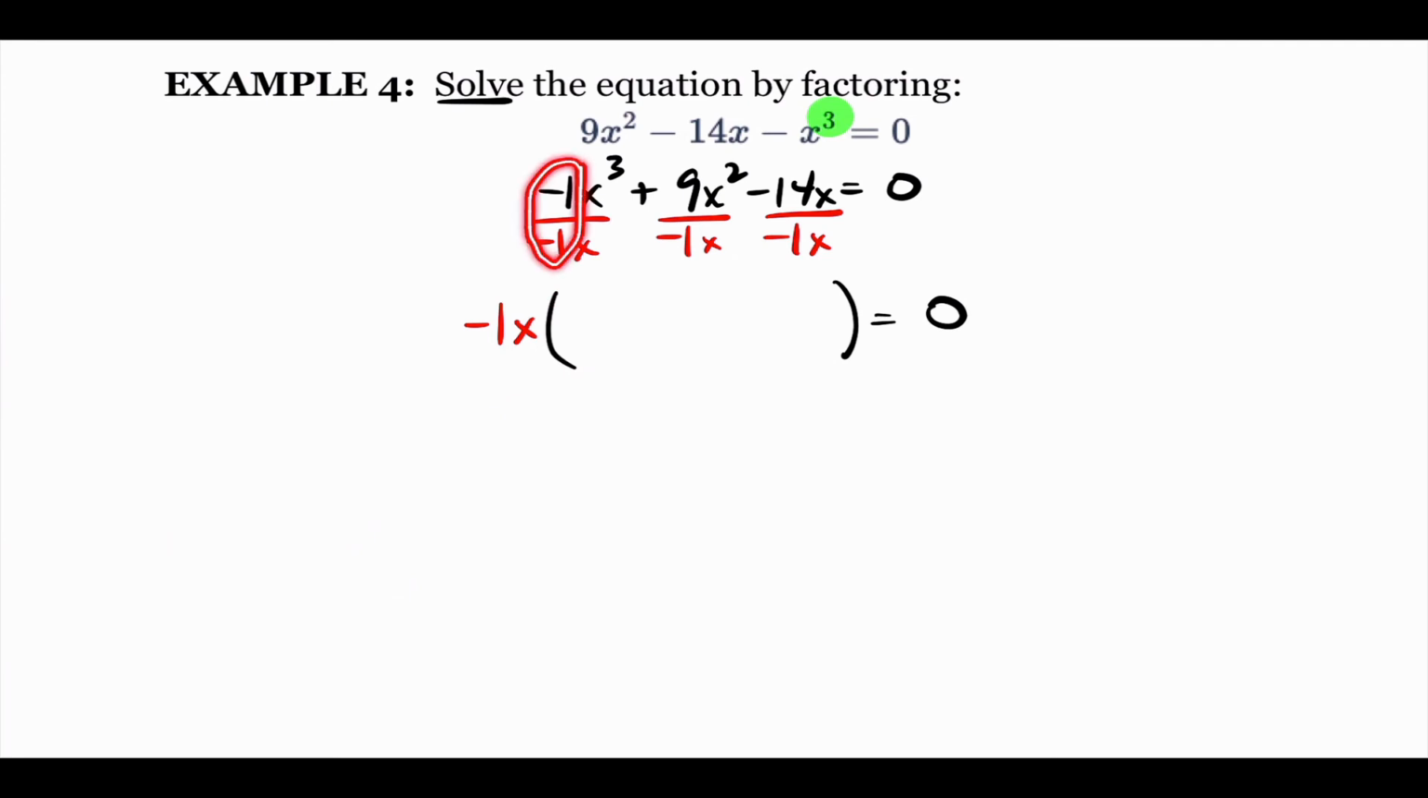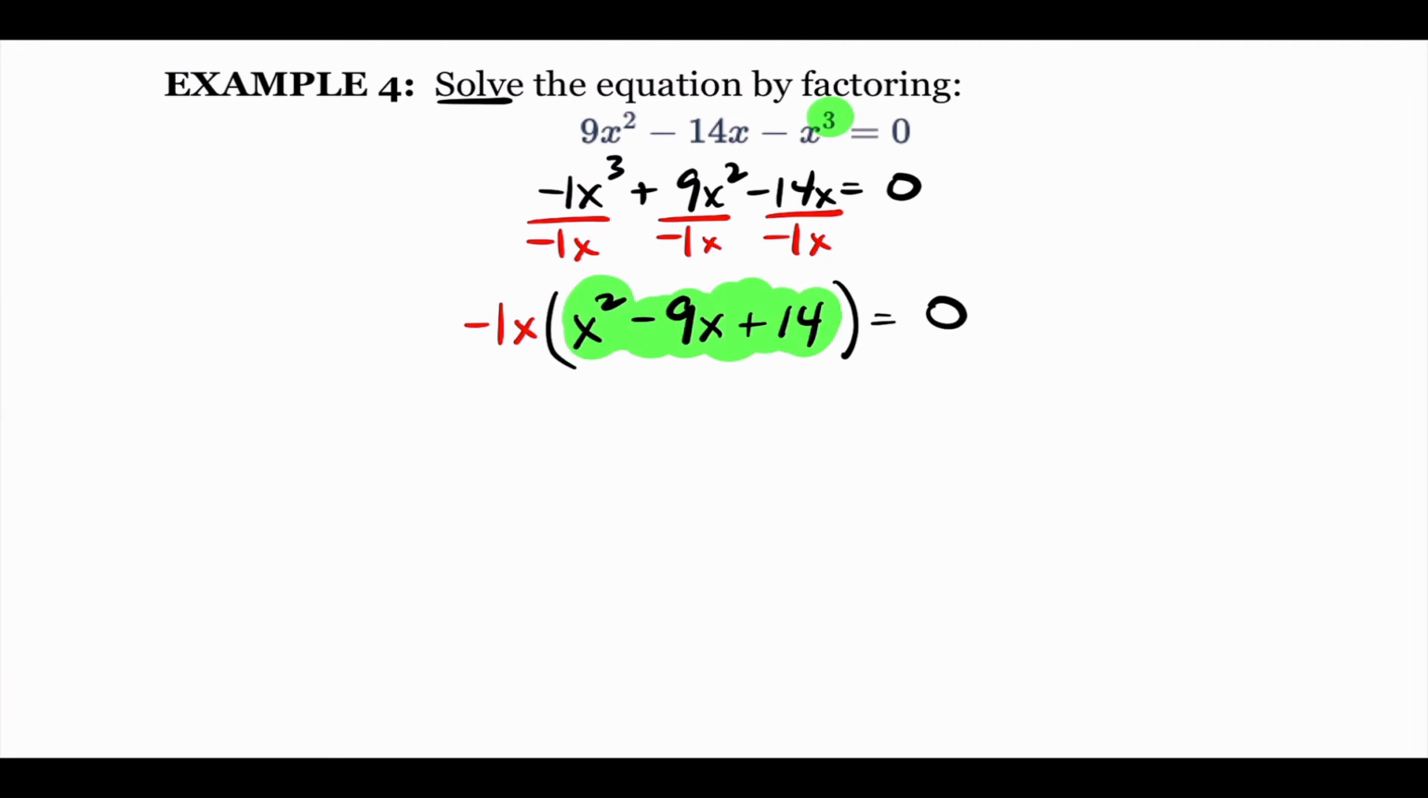So -1 divided by -1 makes 1. When I'm dividing, I take away powers. So if I take away a power, I got 1x squared minus 9x plus 14. Okay. That was step 2, GCF, and leading term needs to be positive.